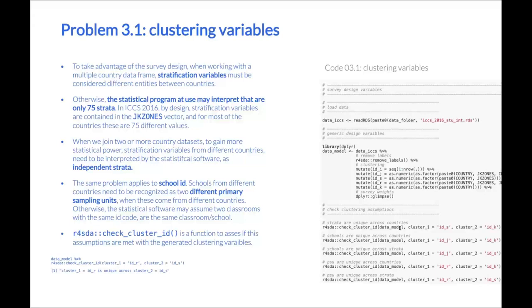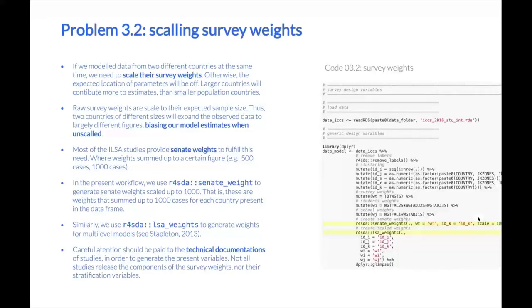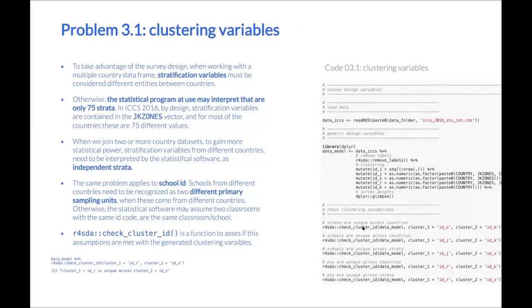One way to do that is to generate a specific cluster ID that we can defend, or that we can show is different across all the countries. So the following lines here are checking those assumptions. This line, for example, is checking that our stratification variables that we created, which should be unique across countries, are actually unique across countries.